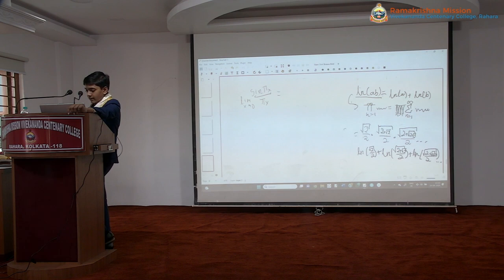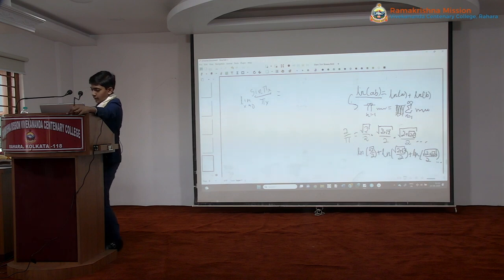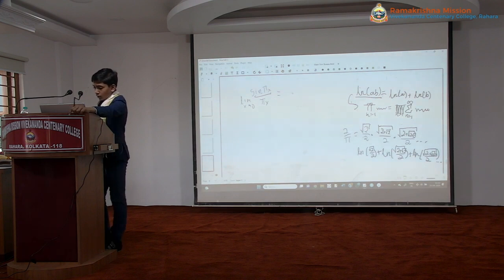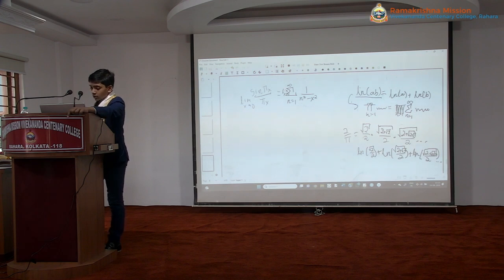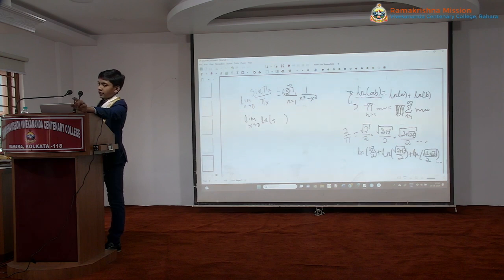Fun fact, this is actually a formula for pi. But that's not what we're focusing on today. So, we're going to take the natural log of both sides. And now, we're going to do what we need to do. Now, I think after this rule, you should be able to deduce that ln of a divided by b is ln a minus ln b.